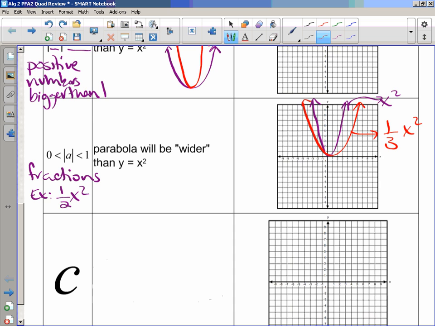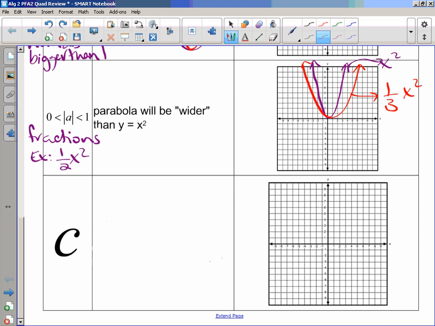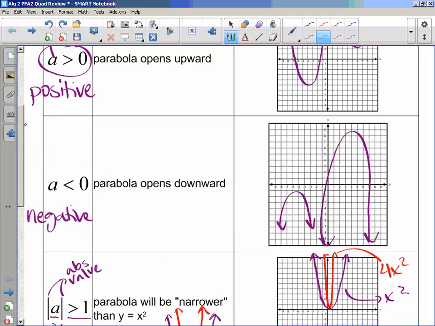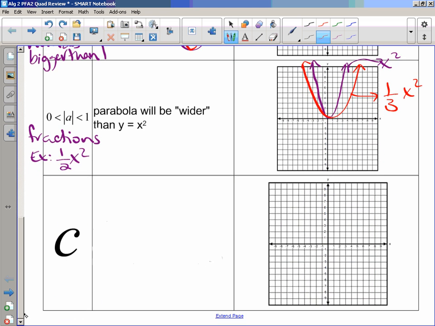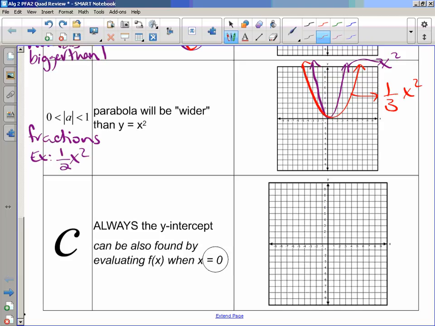And then last, c. So we're not talking about a anymore. And to remind us what c is talking about, c is the constant, the number that does not have x with it. That number, every single time, will always be the y-intercept, meaning it's going to cross the y-axis at that number. You can also find the y-intercept, remember, whenever you plug in 0 for the function. Because remember, a y-intercept, where something touches the y-axis, is whenever x is 0.